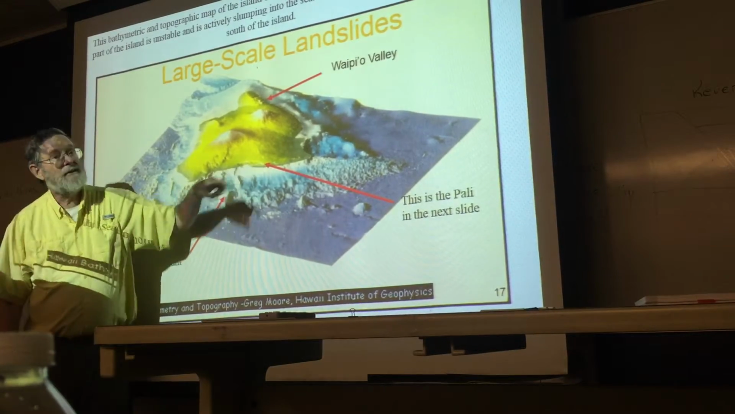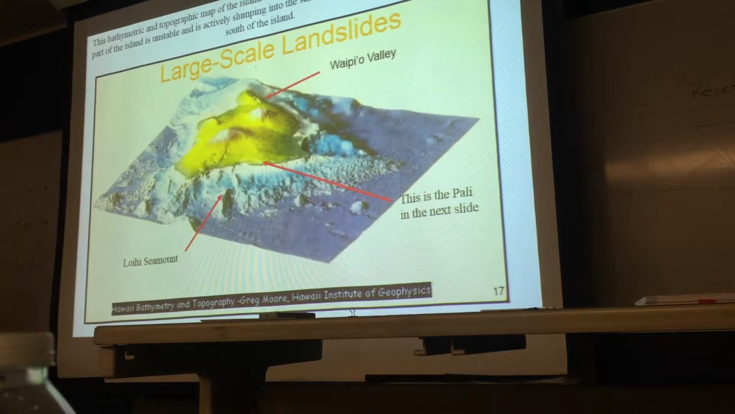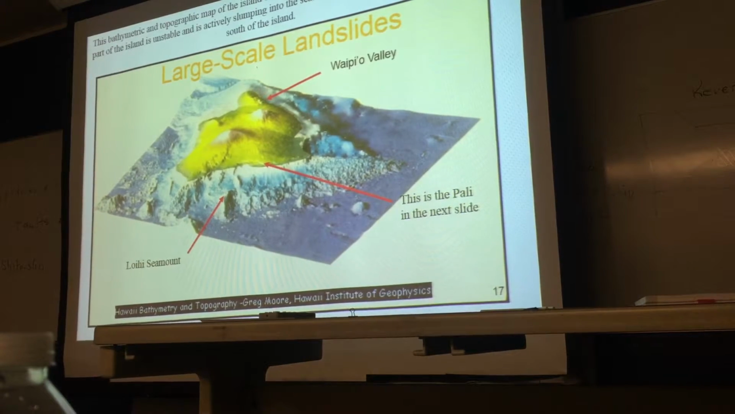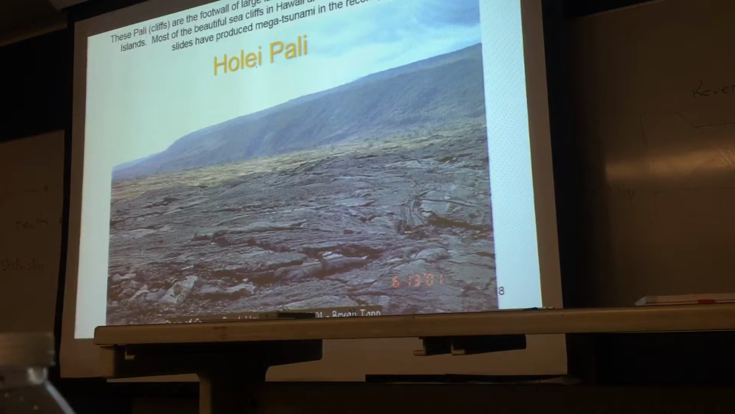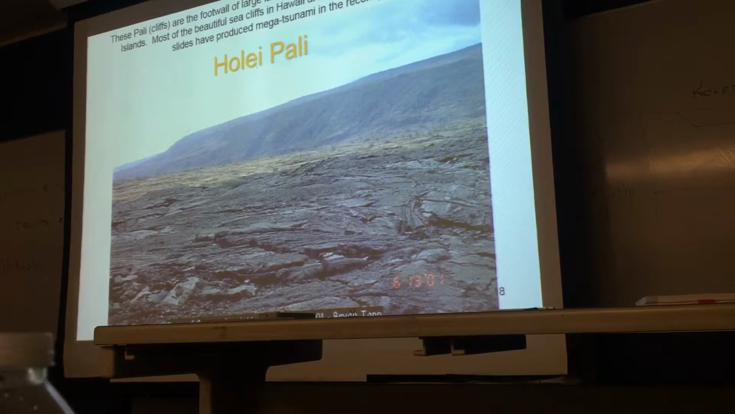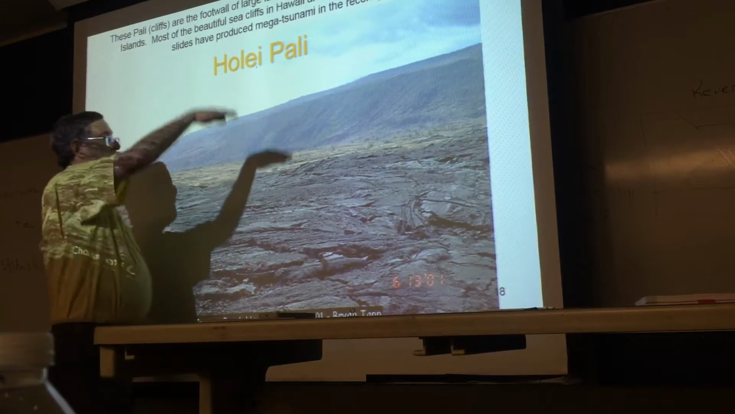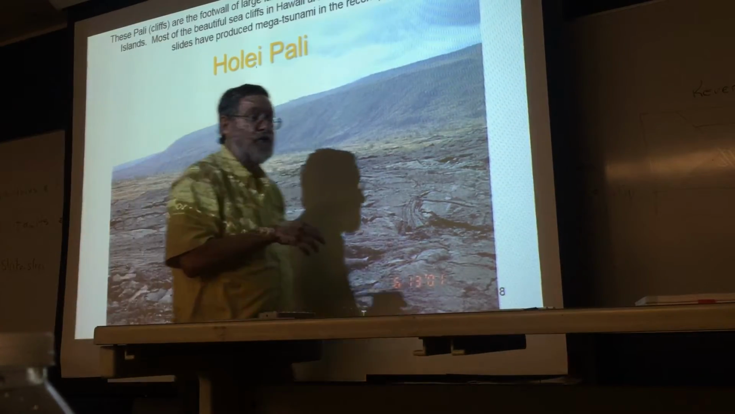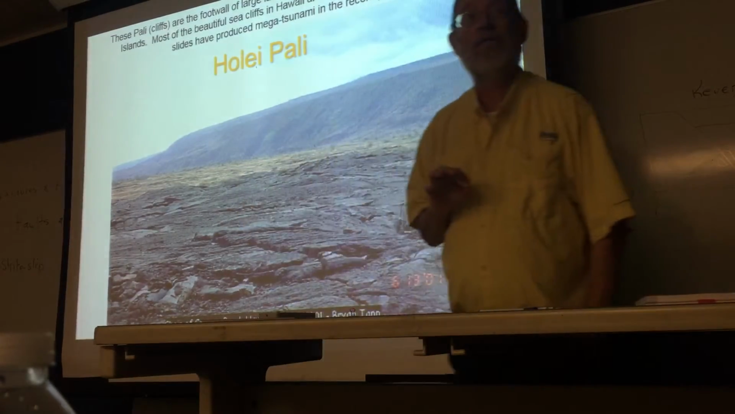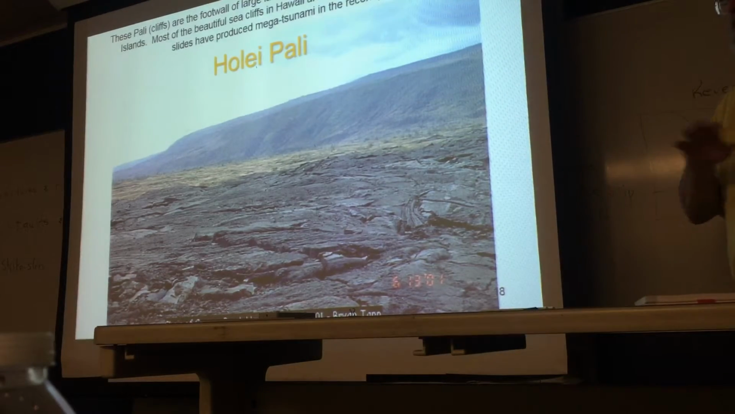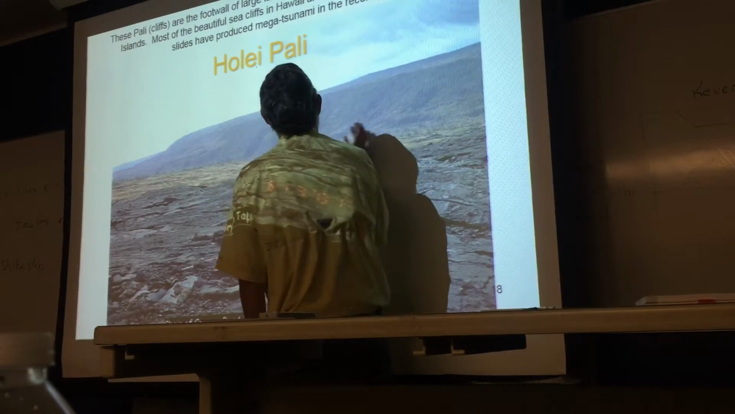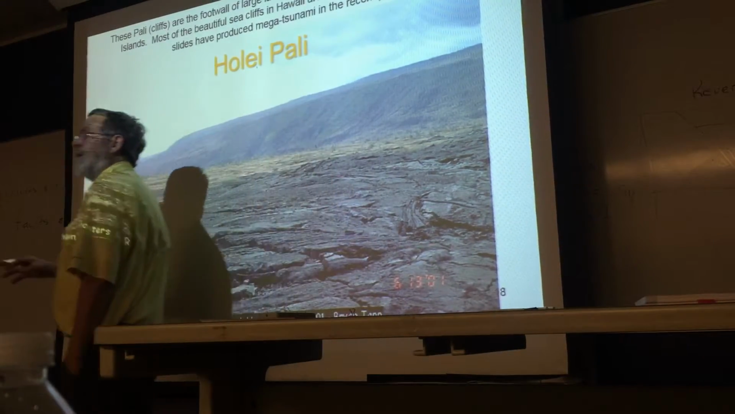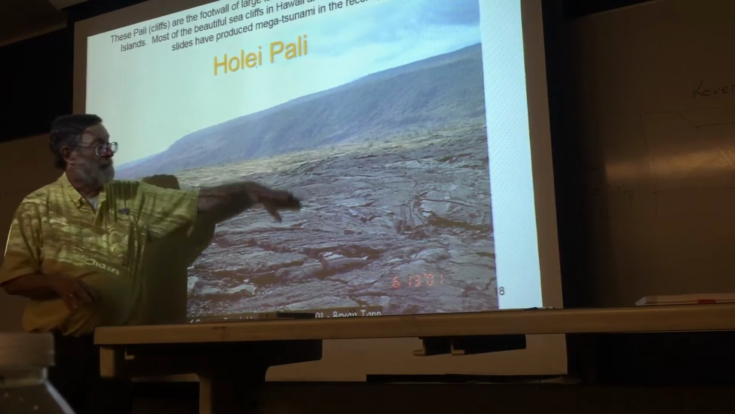That scarp right there is what we're looking at in the next slide. So that is the Hole'ipali there. This is an active normal fault scarp. This is moving down and has displaced recently. It displaced and produced a relatively large magnitude earthquake in the 1990s. This is actively going down.